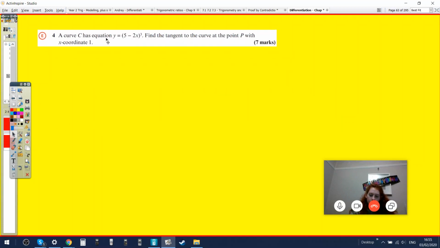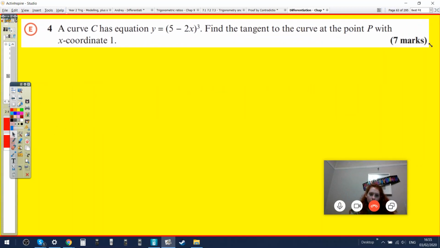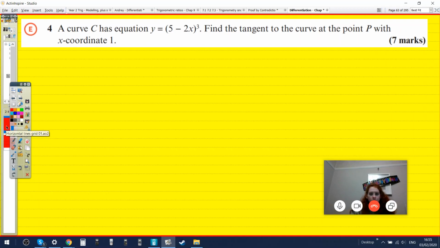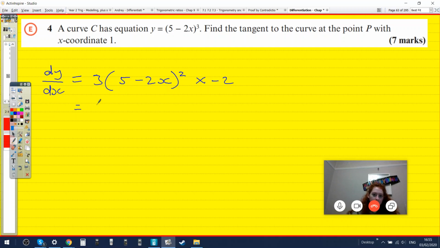Okay, how would we do this one? So if we differentiated, would we just have 3 and then brackets 5 minus 2x, and then that would be squared, and then is it minus 2? Yeah. So times minus 2, so that becomes minus 6.